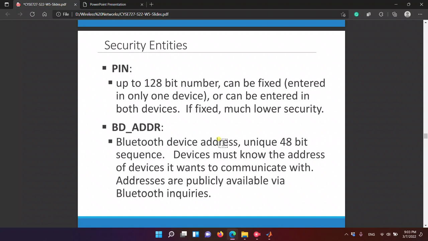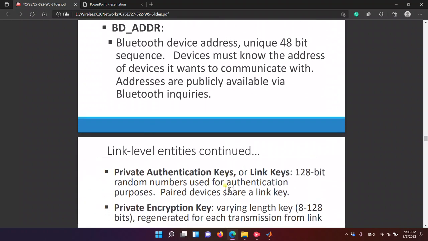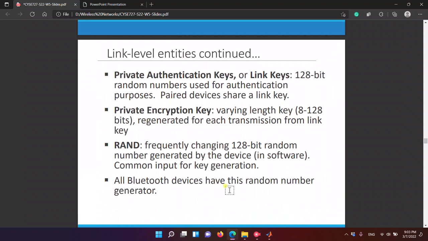BD address is a Bluetooth device address, a unique 48-bit sequence. Devices must know the address of devices they want to communicate with. Addresses are publicly available via Bluetooth inquiries. Private authentication keys or link keys are 128-bit random numbers used for authentication purposes, and paired devices share a link key. Private encryption keys vary in length from 8 to 128 bits, regenerated for each transmission from the link key.